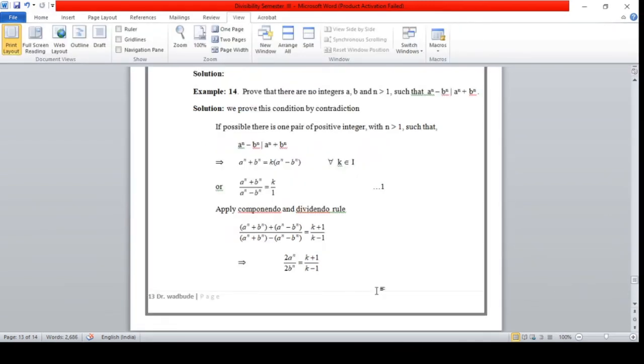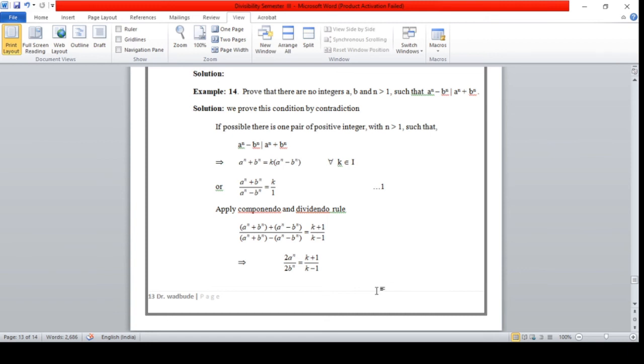Hi friend, this is theorem number 14. Prove that there are no integers a, b and n greater than 1 such that a raised to the power n minus b raised to the power n is a divisor of a raised to the power n plus b raised to the power n. Means we have three integers a, b and n and their condition is a raised to the power n minus b raised to the power n is a divisor of a raised to the power n plus b raised to the power n.